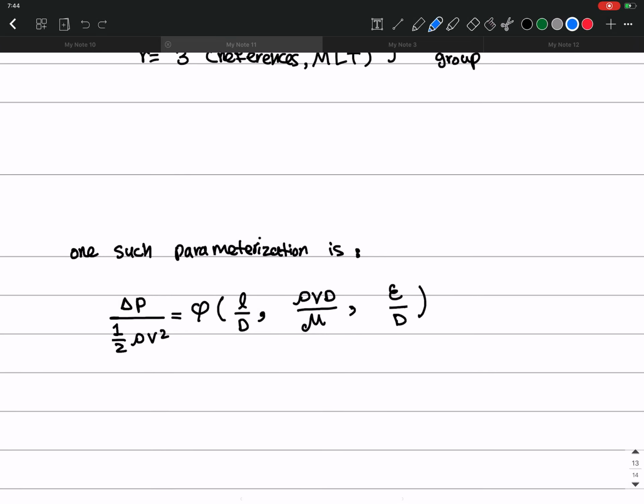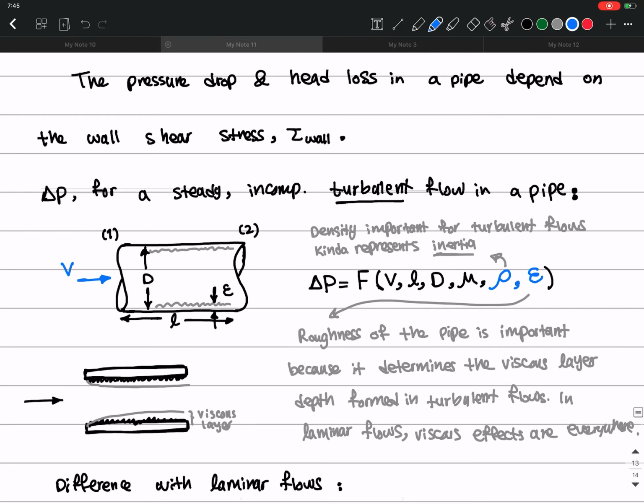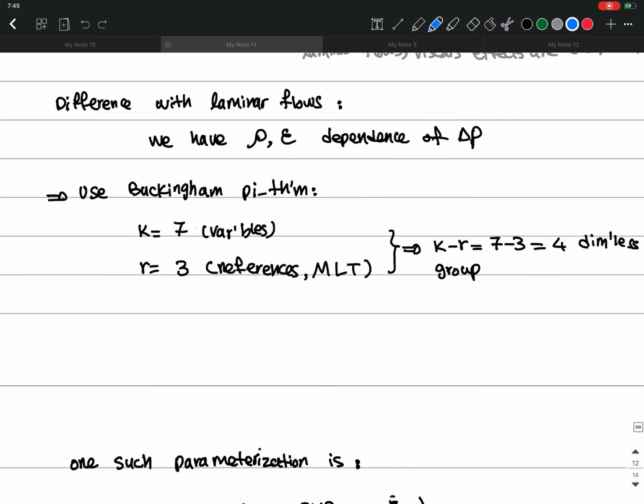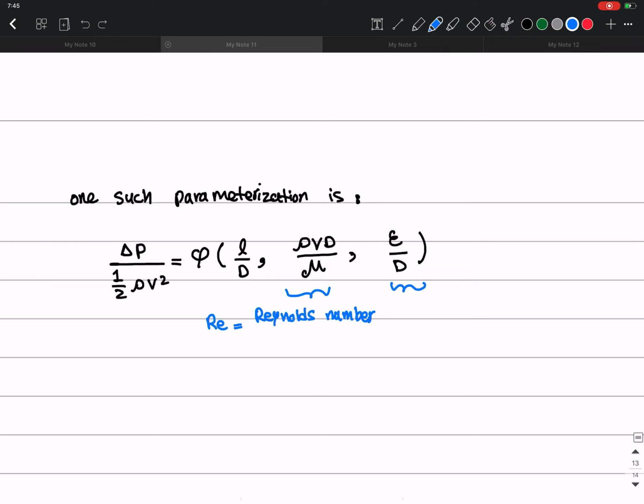So these are new dimensionless numbers that come from the 2 new variables that we added. By now you should recognize this one: this is the Reynolds number. And epsilon over D, the roughness over the diameter of the pipe, we call the relative roughness of the pipe.